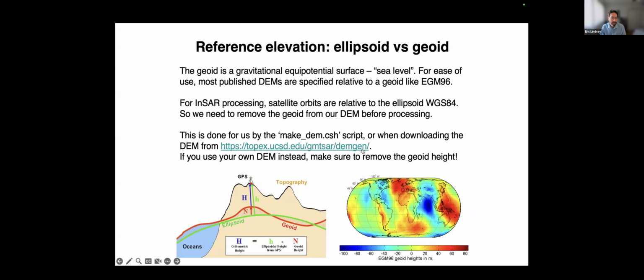The DEM Gen website for GMTSAR, and there are other methods also available online, will do that for you and give you a WGS 84 relative elevation.